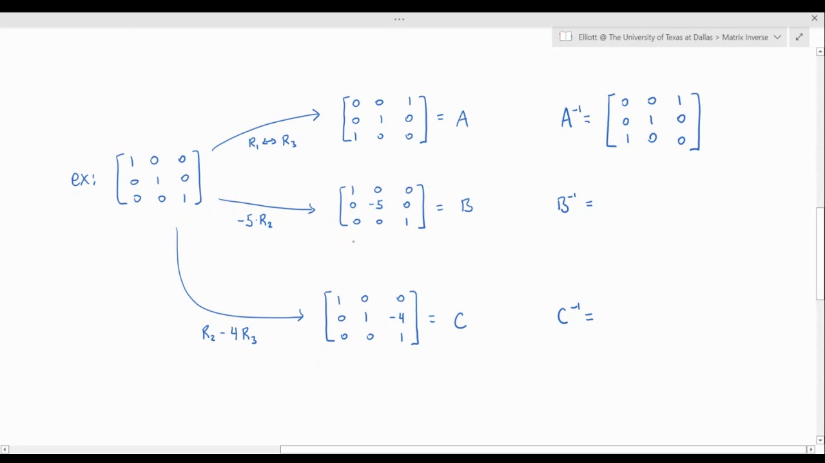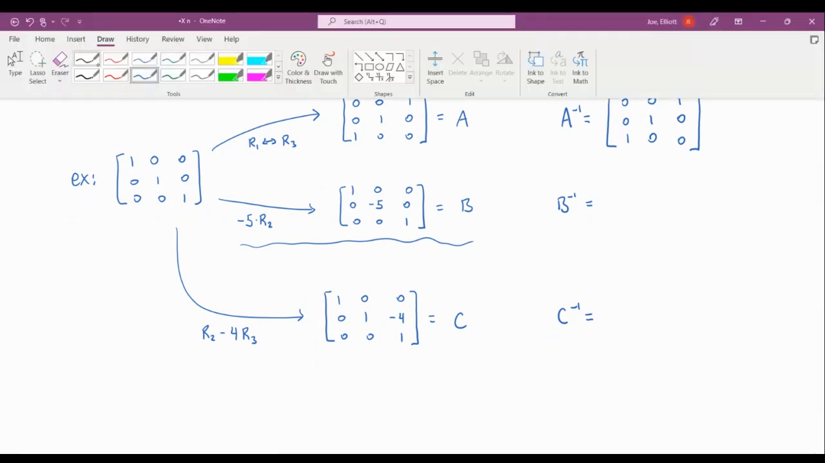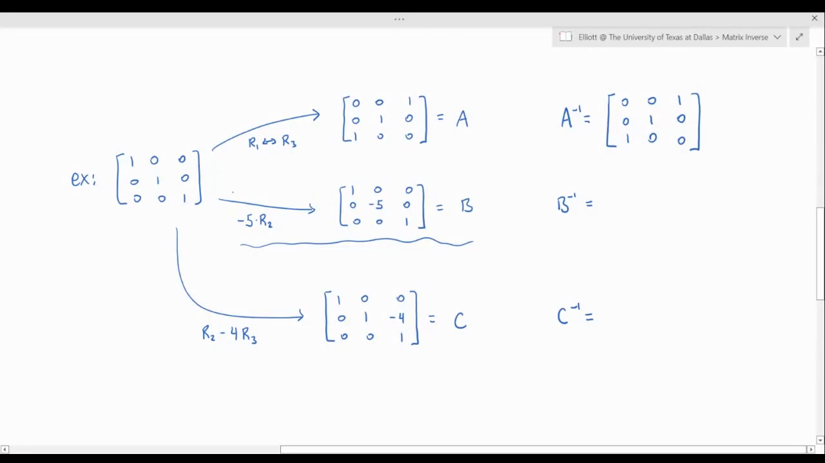If we look at the second example here, matrix B was obtained by multiplying row 2 by -5 from the identity matrix. So the inverse row operation, if I wanted to get back to the identity matrix, is that we would now need to multiply row 2 by -1/5. Multiplying row 2 by -1/5 would undo the operation of multiplying row 2 by -5. So these row operations are like inverses of each other.